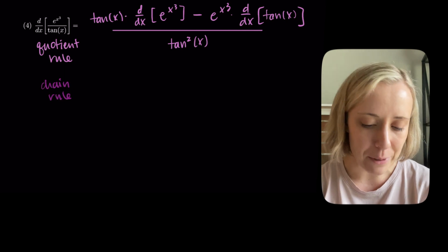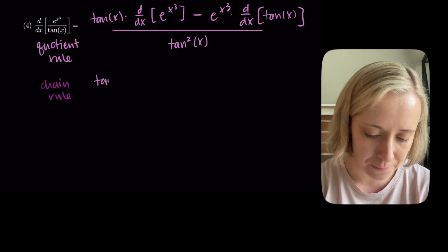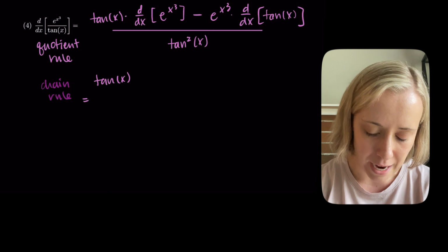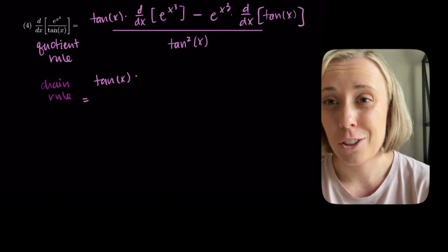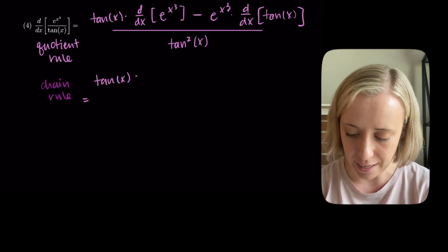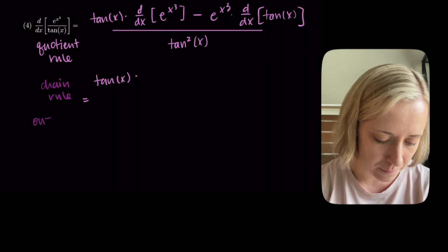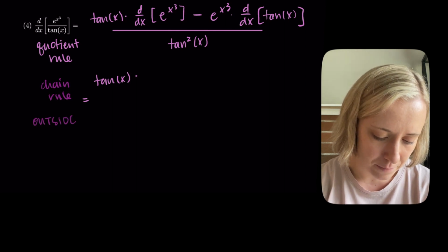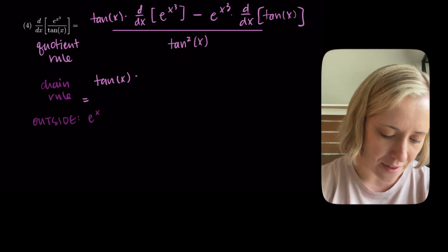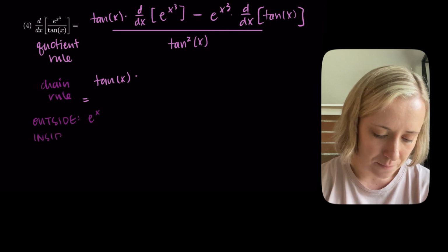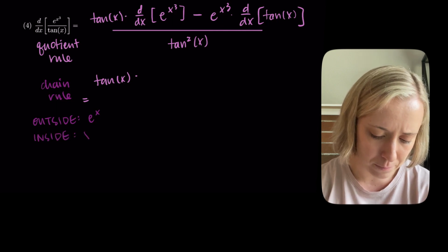So let's go ahead and write what we know. We have tangent of x times, we're doing this derivative. So the outside function is e to the x. And then the inside is x cubed.